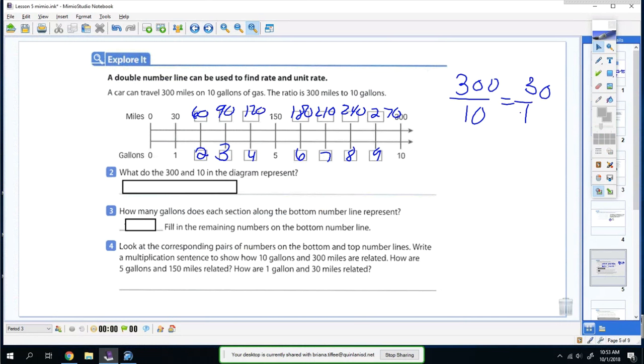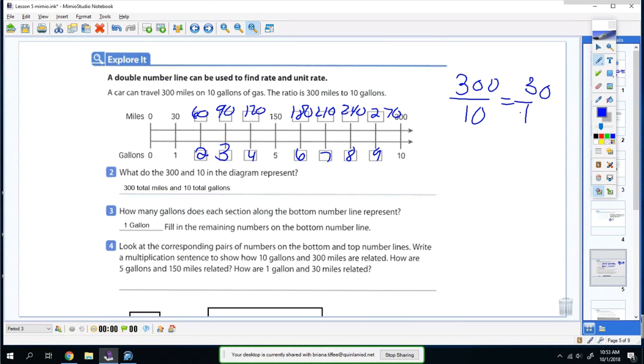What do the 300 and 10 in the diagram represent? Well, 300 represents 300 total miles and 10 total gallons. Number 3, how many gallons does each section along the bottom line represent? It represents 1 gallon. Look at the comparison pairs of numbers on the bottom and top number lines. Write a multiplication sentence to show how 10 gallons and 300 miles are related.